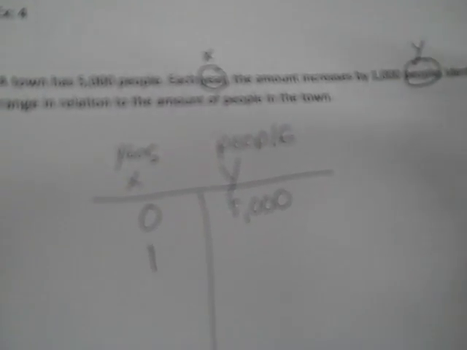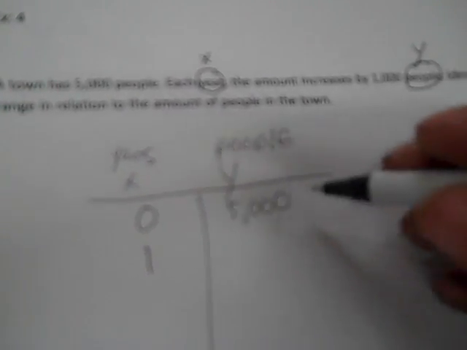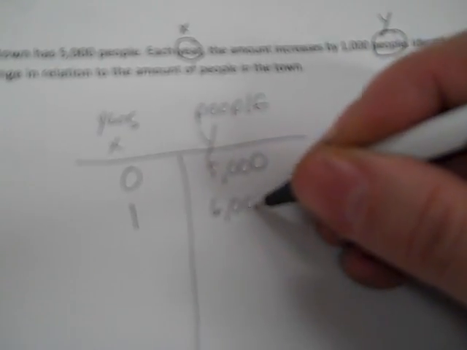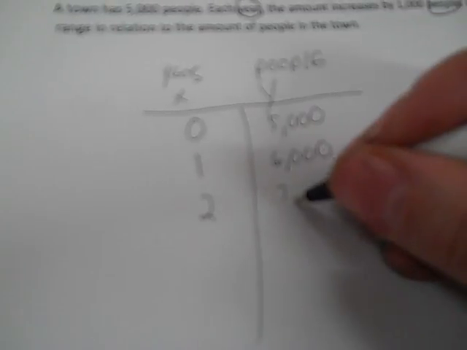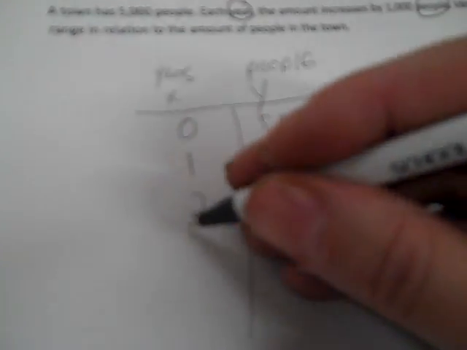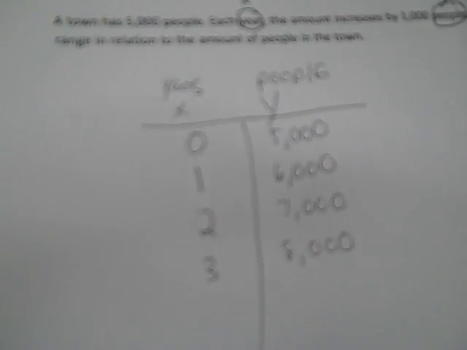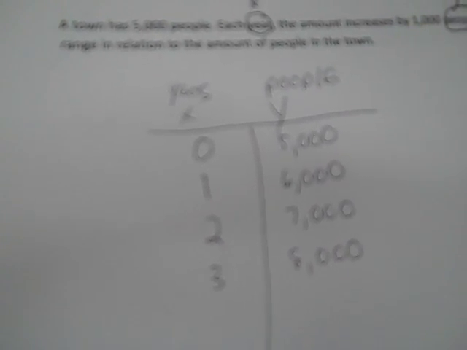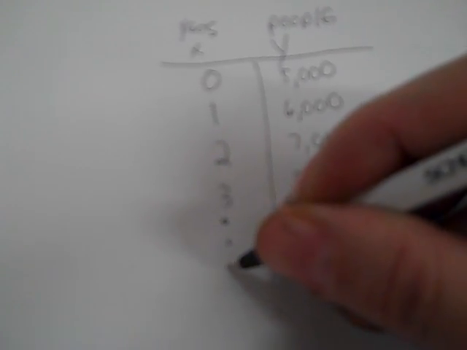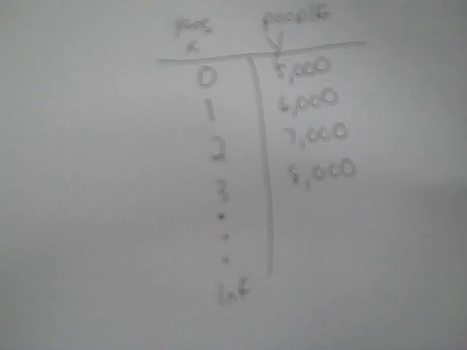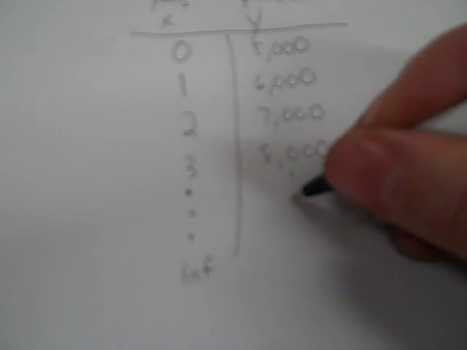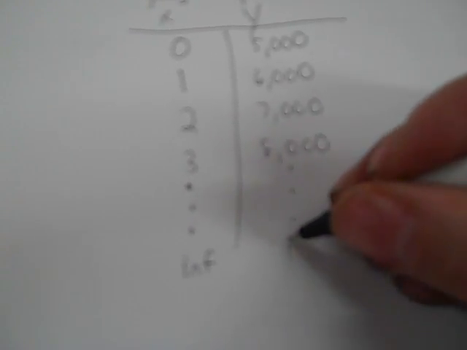You got to pay attention to that arrow. I did that to help you. And then I add 1,000, so now we're at 6,000. I add 1,000, I'm at 7,000. 8,000. Now, at this point in the problem, I realized, gee, this could go on forever, okay? So that goes to infinity, and that goes to infinity.